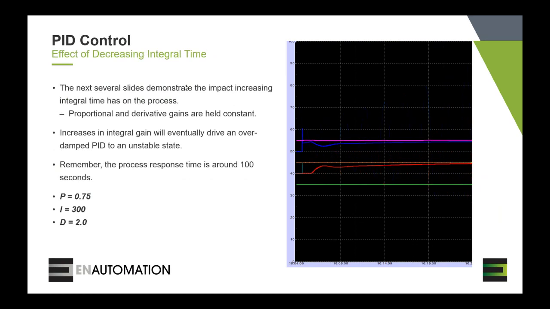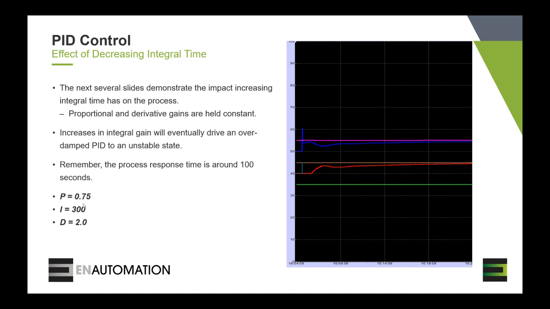So we'll take a look at the same type of scenario with decreasing the integral time. So remember at the beginning, when we measured the response time, we saw that the response time of the process is about 100 seconds. We'll start with the integral time very slow at 300 seconds. So the PID control is very slow at this point, and we see the impact. It takes a long time for the PID controller to match the process value to the set point.